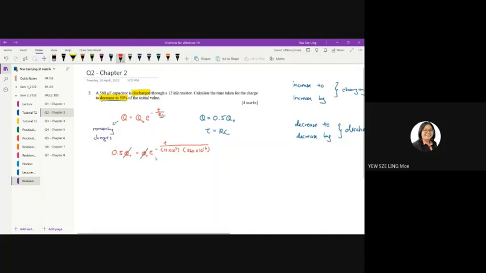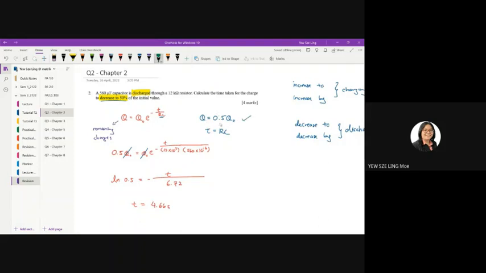And then you move the exponential to the other side, you will get ln 0.5 equals negative T over RC. Now this RC, if you got it right, you should have 6.72. Okay, 6.72. So eventually you should get T equals 4.66 seconds. So for this question, 1 mark is given here.